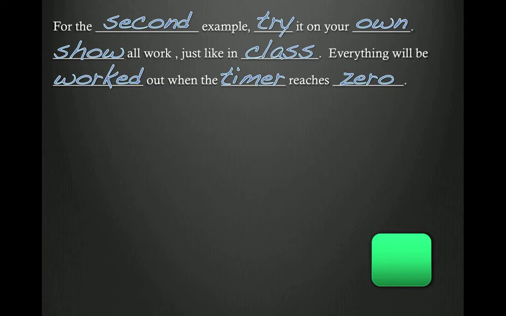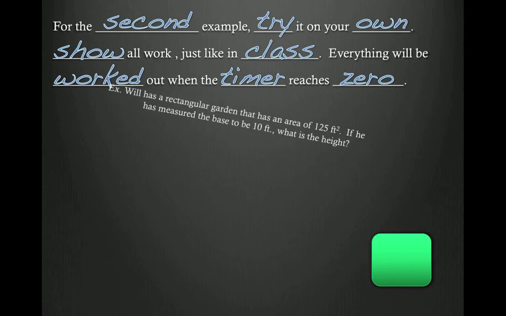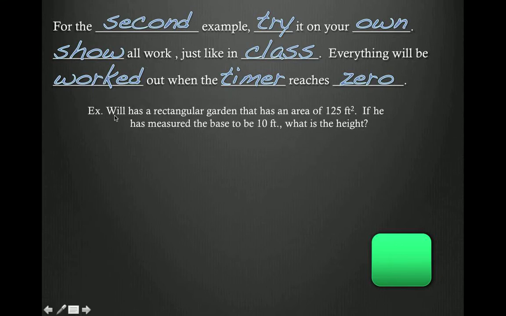Make your choice now. I'm going to click start on the timer right after I read the example. Again, it'll only be 10 seconds, so you're going to need to pause it so that you can work the stuff out on your own. Our example says, Will has a rectangular garden that has an area of 125 square feet. If he has measured the base to be 10 feet, what is the height? So I'm going to click start. The timer is going to come up for about 10 seconds. Pause it so that you can work everything out, and click play again when you are ready to go.